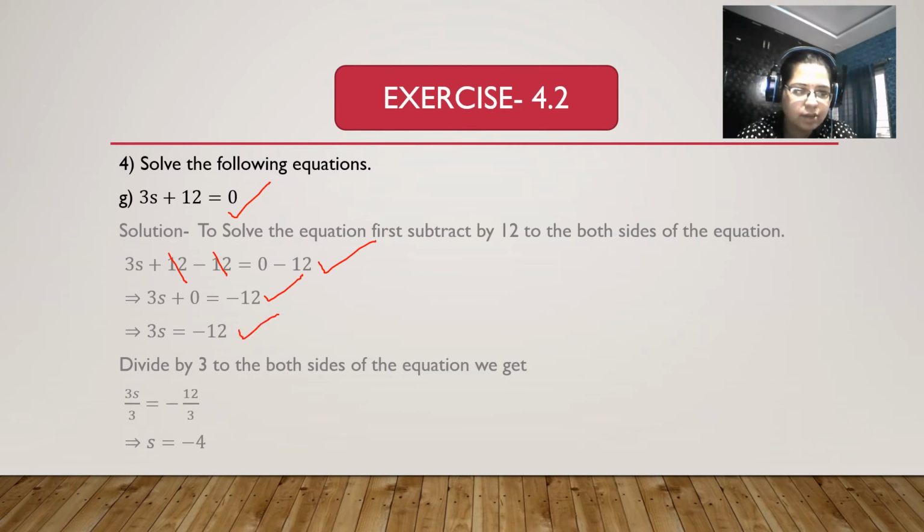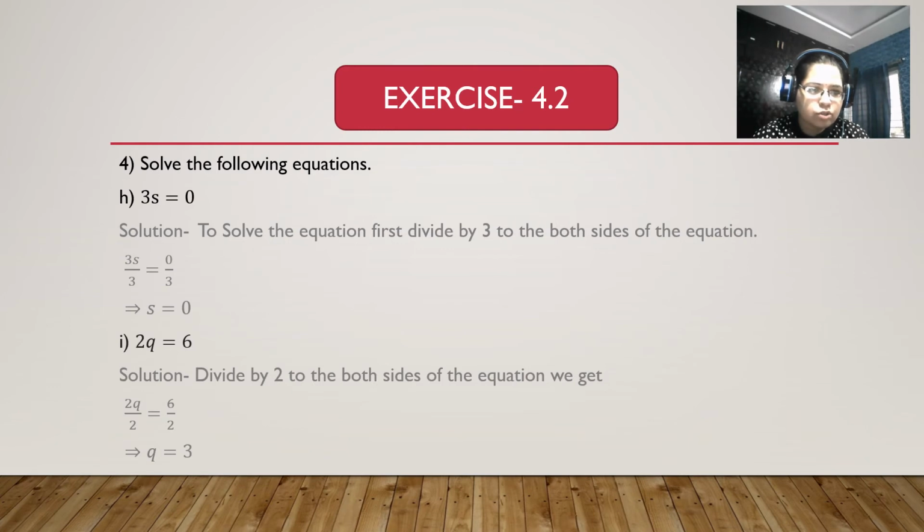Now dividing both sides by 3, we get 3s divided by 3 equals minus 12 divided by 3. The 3 and 3 cancel. s equals minus 12 divided by 3, which is minus 4. So the value of the variable s is minus 4, and the solution of this equation is s equals minus 4.